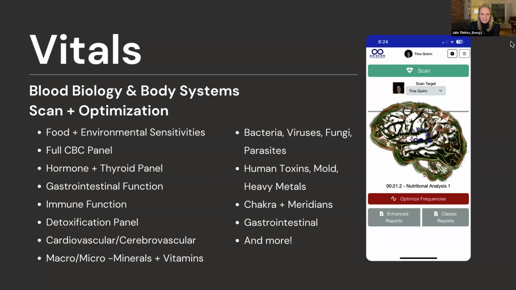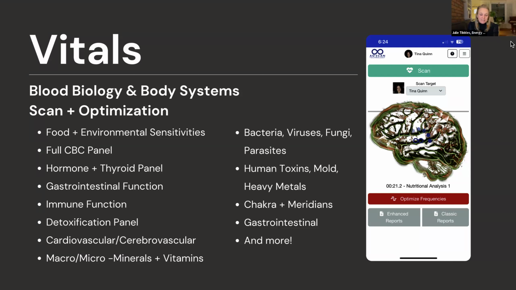But the vital scan really tests anything that would kind of be in your blood biology. So it's testing for food and environmental sensitivity, your full CBC panel, hormones and thyroid, gastrointestinal function, your immune function, detoxification panel, your liver detoxification, cardiovascular, cerebrovascular, macro and micro minerals, bacteria, viruses, fungi, and parasites.